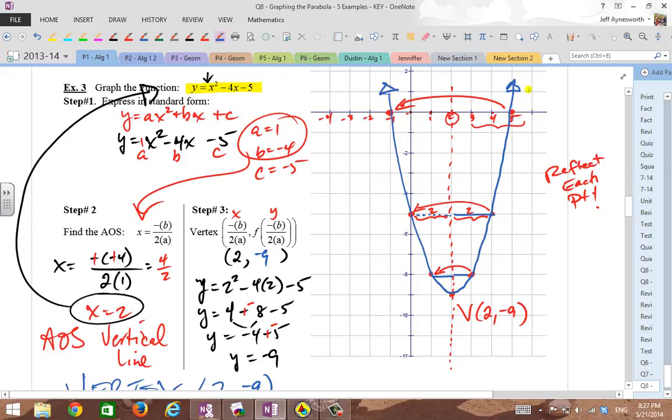There you go. Put arrows at the end so that you make sure that you know that it continues upward forever. All right, like I said, 3 units on the right, 3 units on the left. You reflect it. Same distance on the opposite side.